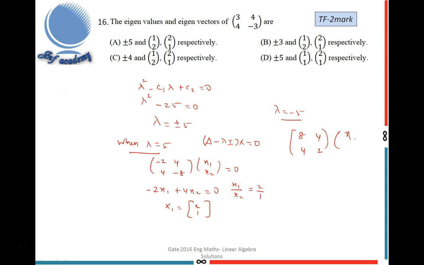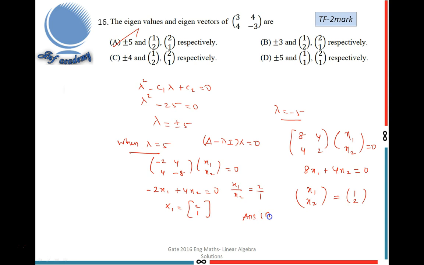Into x1, x2 equal to 0. The two equations are the same, so I write one equation only. Finally, I got x1, x2 equal to 1, 2. So the eigenvectors are 2, 1 and 1, 2. That is here, so option A is the correct answer.